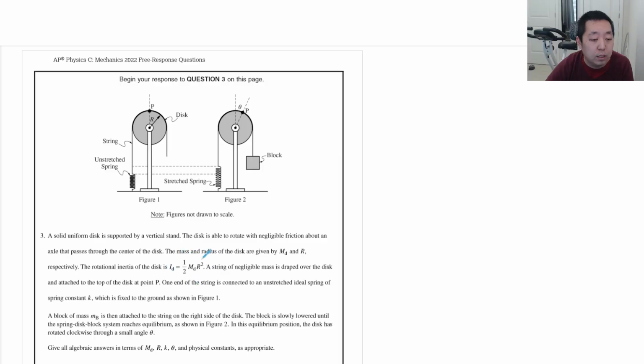A string of negligible mass is draped over the disc, attached to the top of the disc at point P. One end of the string is connected to an unstretched ideal spring of spring constant K, which is fixed to the ground as shown in figure 1. Okay. The block of mass M_B is attached to the spring on the right side.